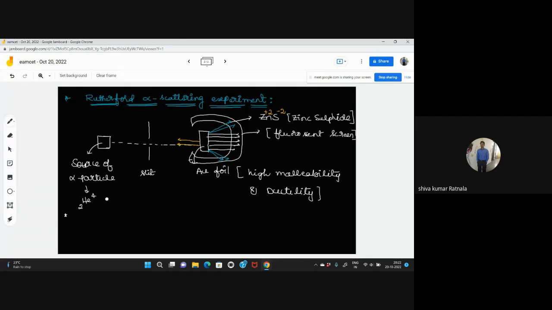Now see, from the observations he made three observations. From the observations, the conclusions are: as most of the alpha particles pass through, we can say that in an atom most of the space is hollow. Hollow means simply empty. Empty, not THY, it is TY, right?